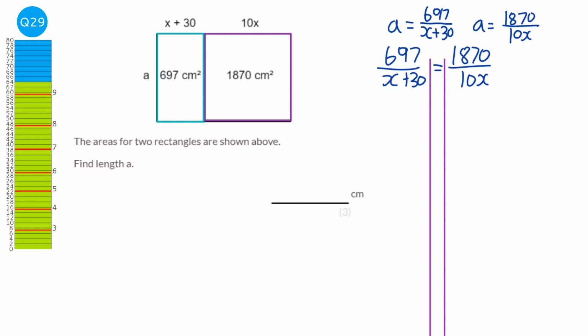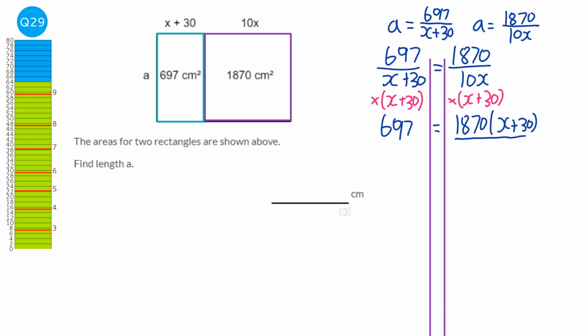And I'm going to times both sides by the x plus 30, so I can get rid of the denominator on the left hand side. And so this will just be 697 on the left hand side, because that gets rid of the denominator. And it will be 1870 times x plus 30, and then all of that over 10x. Same thing again, but I'm going to get rid of the denominator on the right hand side, so I'm going to times both sides by 10x.